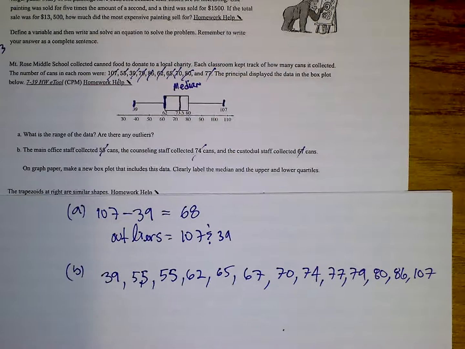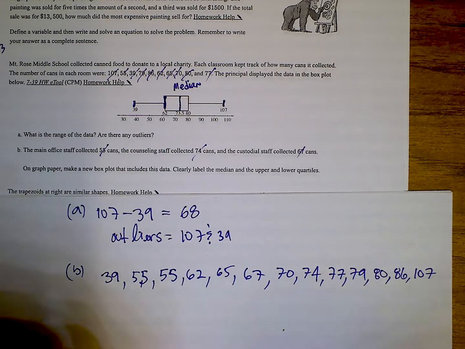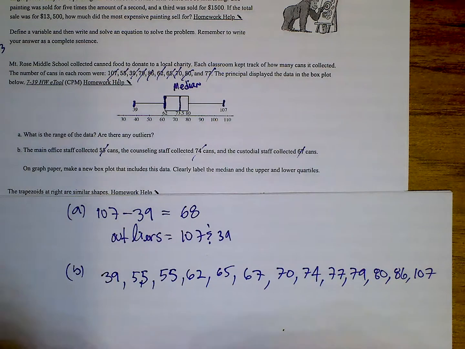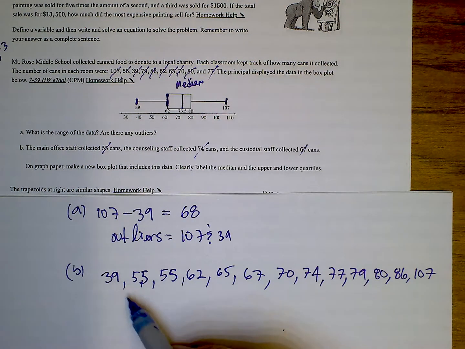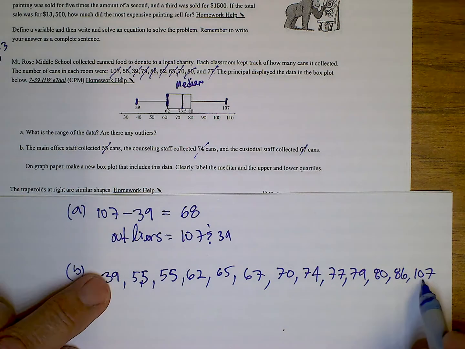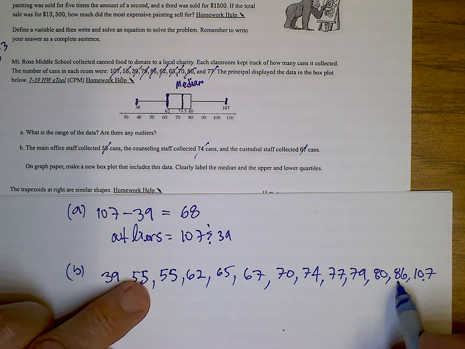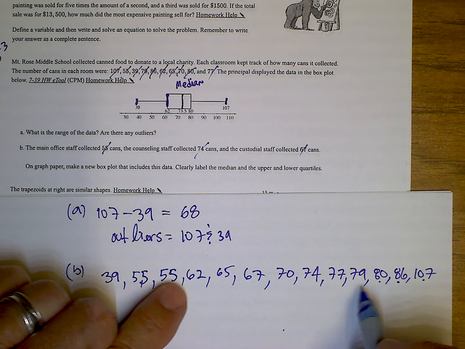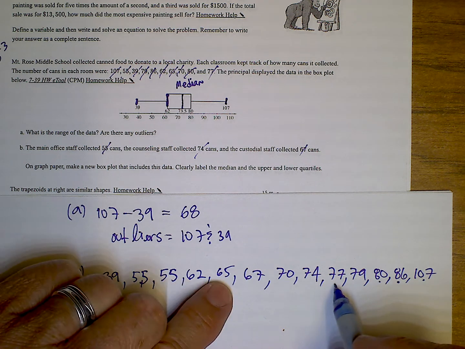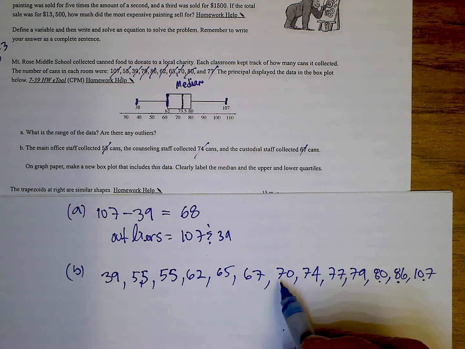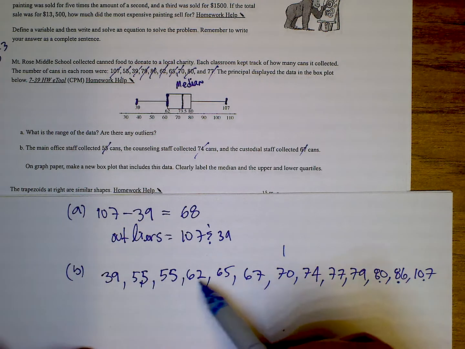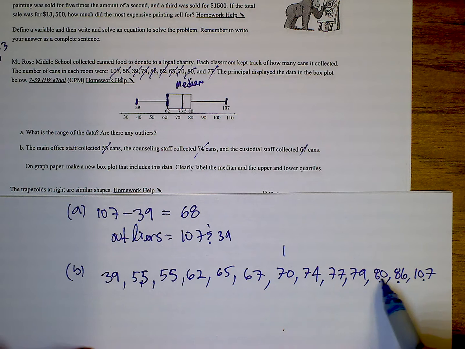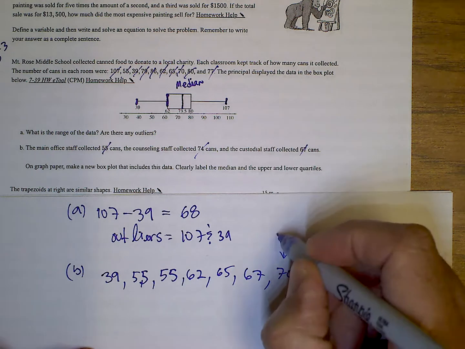So once I have the data in order from smallest to biggest, I now have to find the middle, right? So I need to find my new median. I'm going to count in. And so it looks like 70 is my median. Let me just make sure. 1, 2, 3, 4, 5, 6. 1, 2, 3, 4, 5, 6. Yep, 6. So that right there is my median.